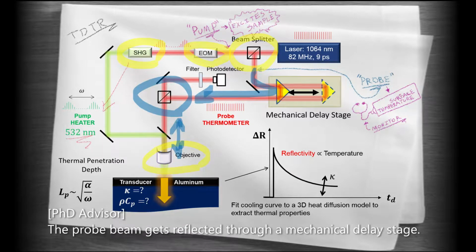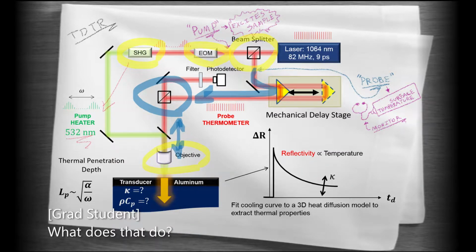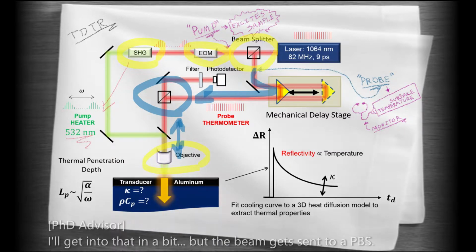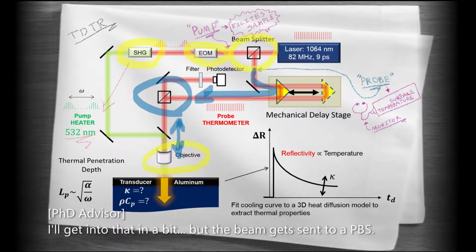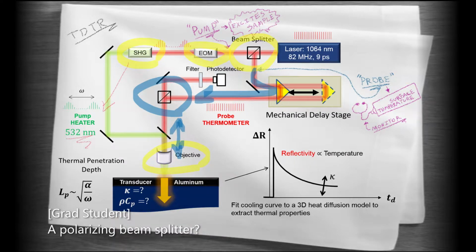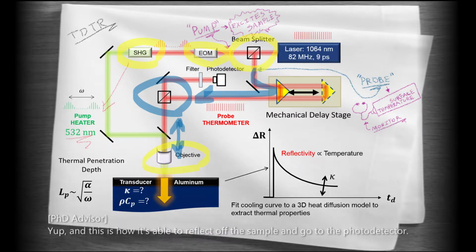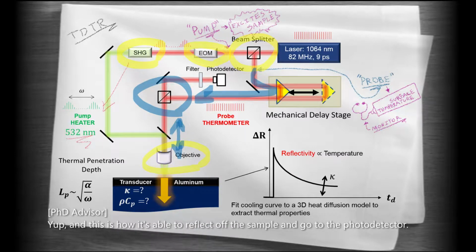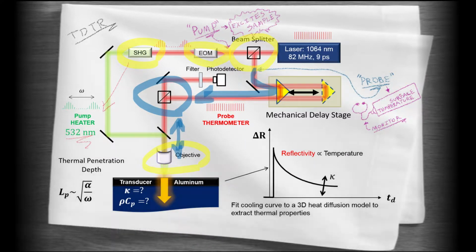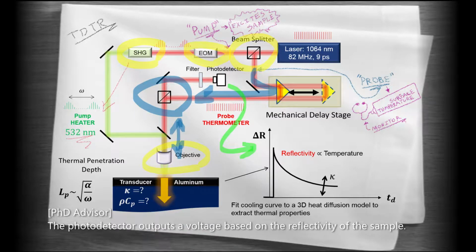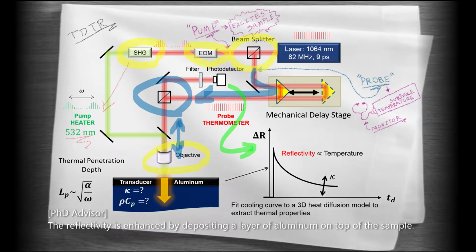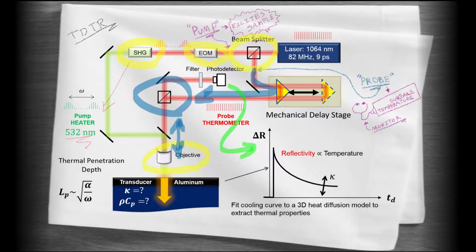The probe beam gets reflected through a mechanical delay stage. What does that do? I'll get into that in a bit, but the beam gets sent to a PBS. A polarizing beam splitter? Yup, and this is how it's able to reflect off the sample and go to the photodetector. The photodetector outputs a voltage based on the reflectivity of the sample. The reflectivity is enhanced by depositing a layer of aluminum on top of the sample.